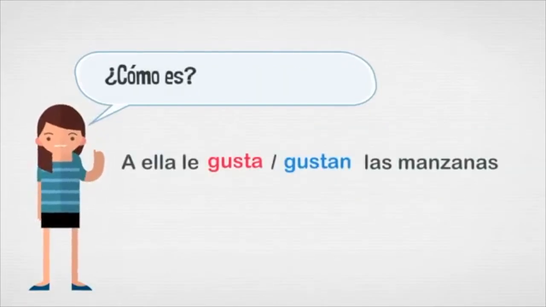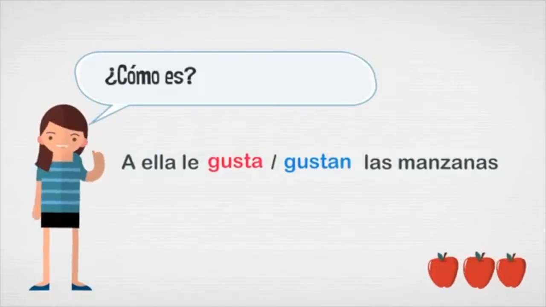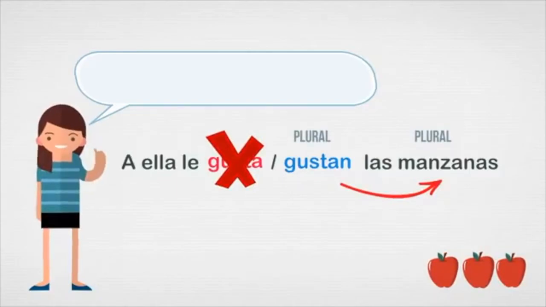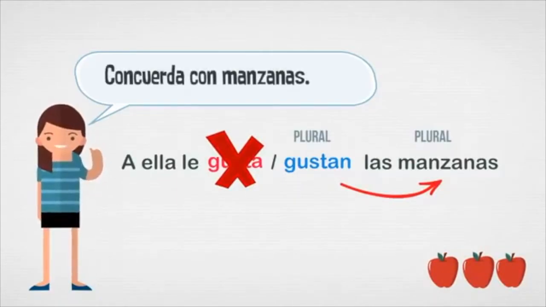¿Cómo es? A ella le las manzanas. Gustan. No, porque las manzanas es plural. Las manzanas, the apples. She likes the apples. You don't need to say a ella, but you must say le. So you can also say le gustan las manzanas.